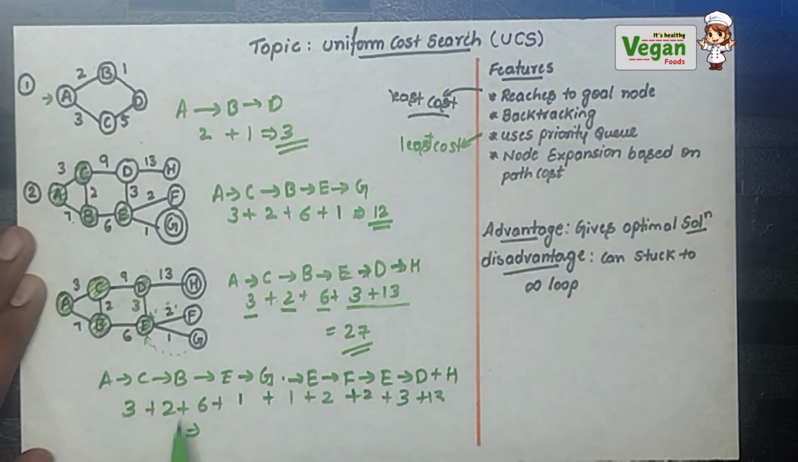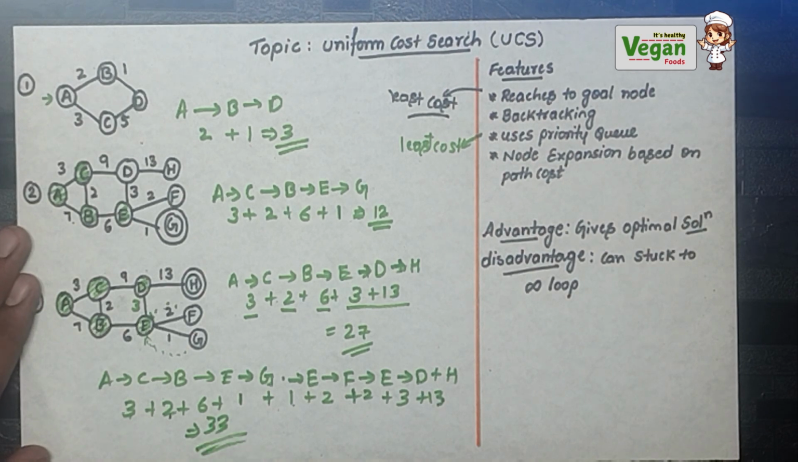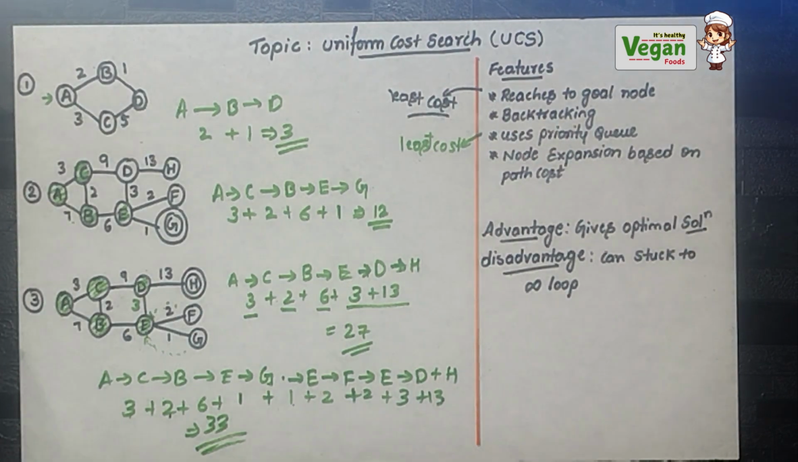So if you add all of them, 3 plus 2 is 5, 5 plus 6 is 11, 11 plus 1 is 12, 12 plus 1 is 13, then 15, 17, 20. 20 plus 13 is 33. So this is the shortest path using the backtracking method.